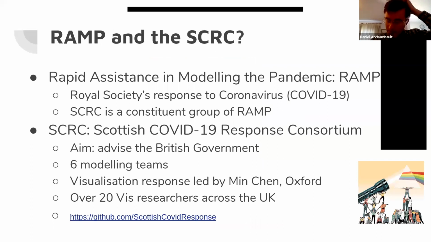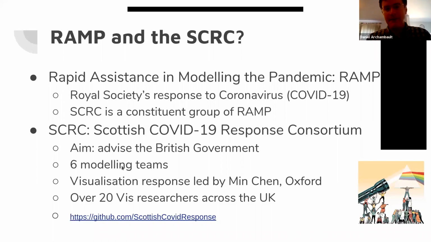So what is RAMP and what is the SCRC? RAMP is the Rapid Assistance in Modeling the Pandemic. It is run by the Royal Society, and it's the Royal Society's response to COVID-19. And SCRC is what they call a constituent group of RAMP. The SCRC, or the Scottish COVID-19 Response Consortium, aims to advise the British government on policies with respect to exiting things like lockdown and that sort of thing.